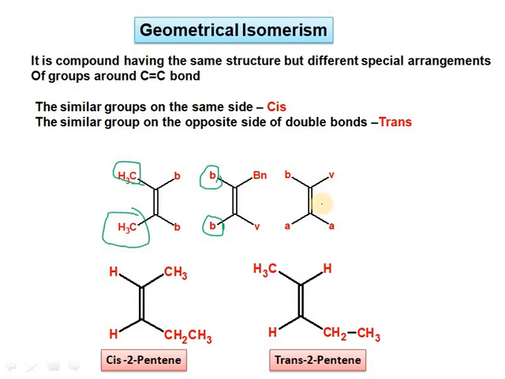Different isomers will have different groups, so there are various isomers. So we have seen these examples. Here the hydrogens are on the same side, so the name is cis-2-pentene, the cis compound or cis isomer. But in this example, the similar groups are on the opposite sides, so it is named the trans isomer or trans-2-pentene.